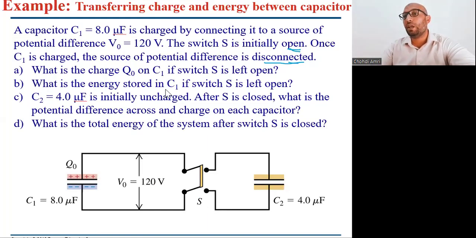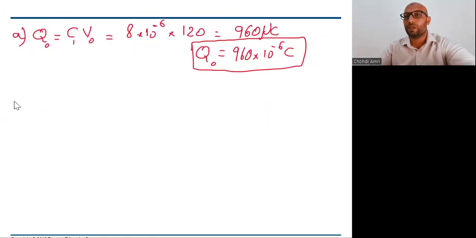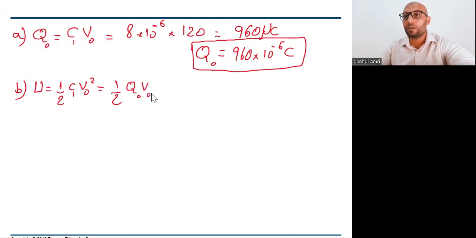Question B: what is the energy stored in C1 when the switch is still open? As you know, I will write all the formulas here. The energy stored in the capacitor is half of C delta V squared. Let's say this is C1 and this is V0 squared, according to this question, which is equal to half of Q0 V0, which is equal to half of Q0 squared divided by C1.